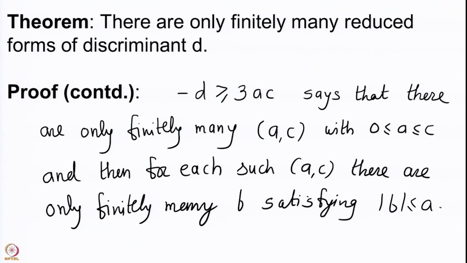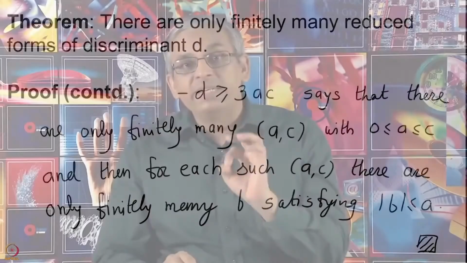So, in the end we have only finitely many positive definite forms, in fact reduced forms of a given discriminant D. What we have used is that minus of the discriminant is always going to be an upper bound for 3AC, and once you have finitely many A, C, then for each A there are finitely many choices for B. So, ultimately the triples A, B, C satisfying the inequalities for the reduced forms are only finitely many, and therefore there can only be finitely many reduced forms of a given discriminant D.